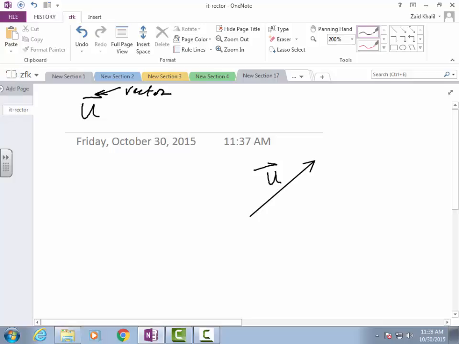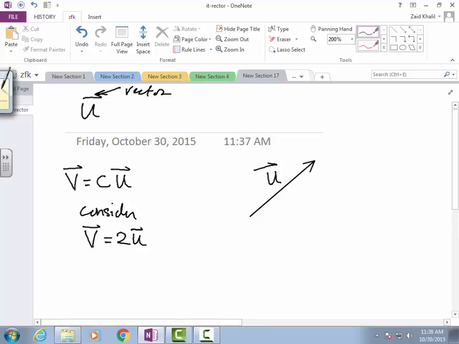And why did I introduce that now? Because what happens if I multiply a vector by a scalar quantity? In other words, what does this vector v equals c times u look like? So what's c? C is a number. Scalar is a number, right? So what number do you want to take a look at? Say 2. What would v equals 2 times u look like?